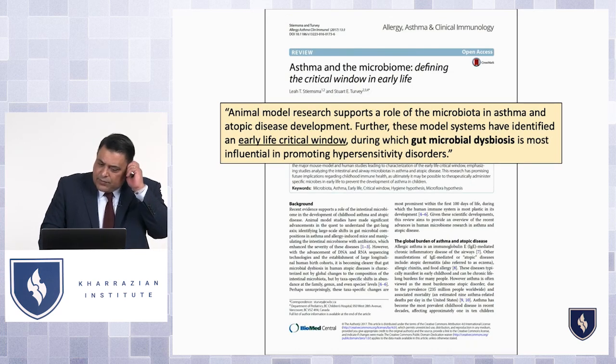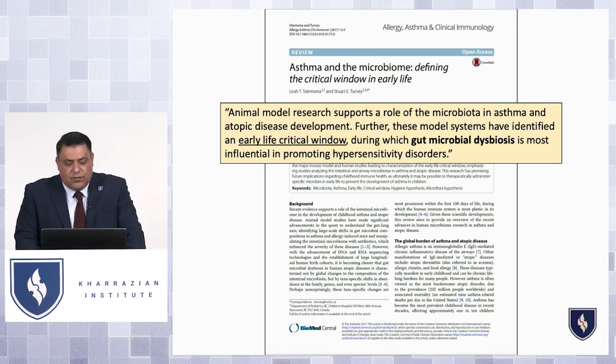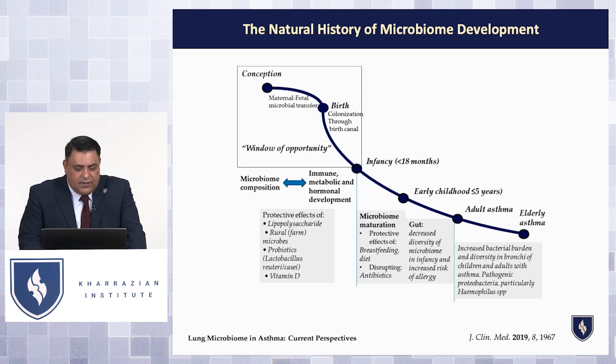And this is another paper that was published called Asthma, the Microbiome: Defining the Critical Window in Early Life. Animal model research supports the role of the microbiome in asthma and atopic disease development. Further, these models have identified an early life critical window during which gut microbial dysbiosis is most influential in promoting hypersensitivity disorders. So you can see here this window of opportunity from conception to a few years after, let's say the first 18 months after birth, is this window of opportunity.